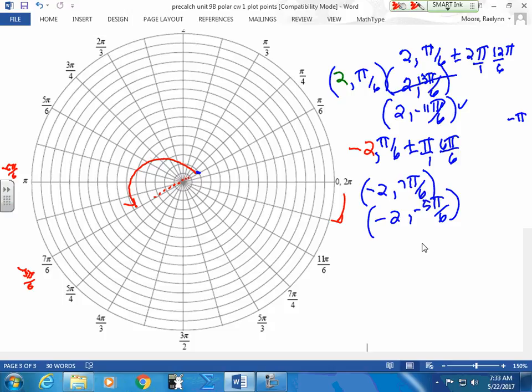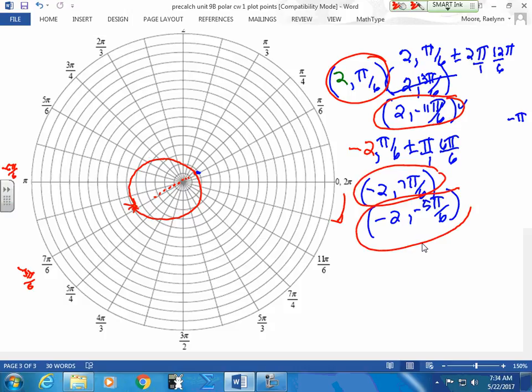Negative 5 pi over 6 comes the opposite way, this way, and I come 180 that way. So if I was coming this way, this would technically be negative 6 pi over 6. One before it would be negative 5 pi over 6. So technically, I'd plot that point right there if I could. I can't plot it, but I have to name it. So this point has 4 names. This name, this name, this one, and this one.